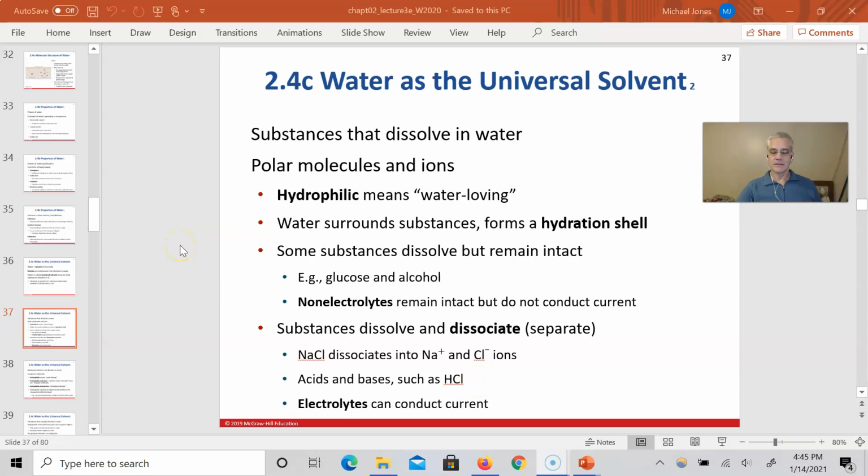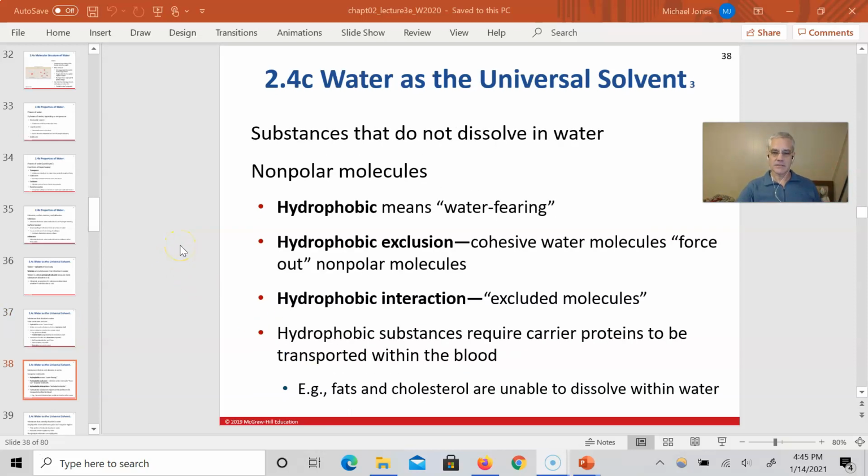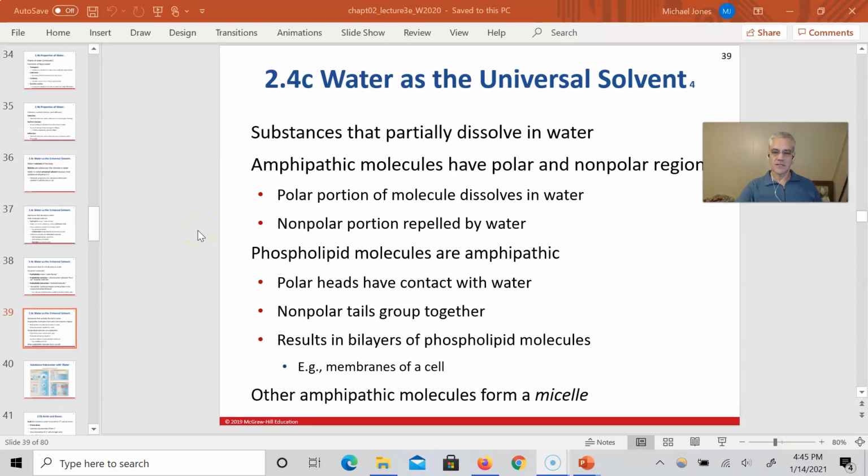So water's the big thing. Even amphipathic molecules that have polar and nonpolar regions: the polar regions will interact with the water, but the nonpolar regions won't interact with the water. So that gives them some really interesting properties. And we're going to talk about that when we get to cell membranes, because it's an extremely important idea in cell membranes. We'll get to that. See, membranes of a cell. We'll talk about that.